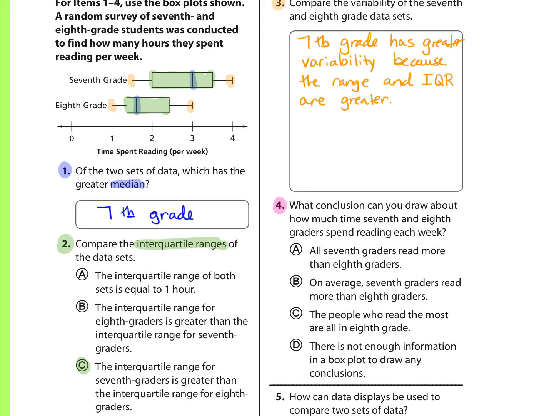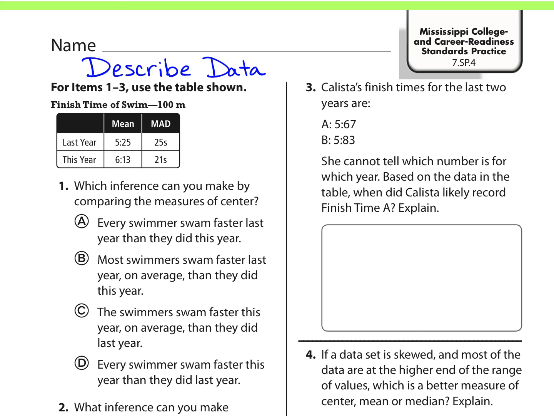Number 4, what conclusion can you draw about how much time 7th and 8th graders spend reading each week? Well, overall, we can just look at which one is further to the right to see if they spend more time. Notice that 7th grade over here is further to the right than 8th grade. And going further to the right on here is increasing the time spent reading per week. So on average, 7th graders just read more than 8th graders. Standard 7.SP.1-4 is about describing data.